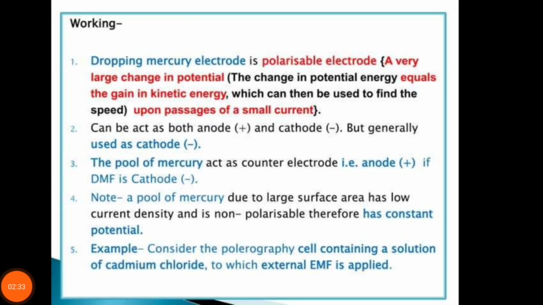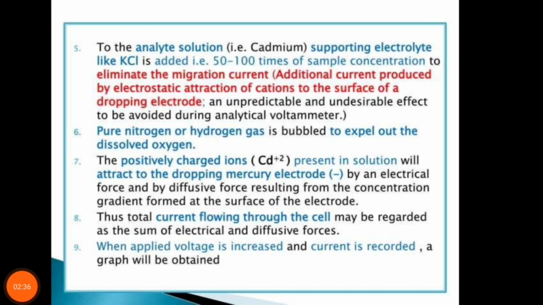an external EMF is applied. To the analyte solution, cadmium, a supporting electrolyte like KCl is added at 50 to 100 times the sample concentration to eliminate the migration current, the additional current produced by electrostatic attraction of the cations to the surface of the dropping electrode, an unpredictable and undesirable effect to be avoided during analytical voltammetry. Pure nitrogen or hydrogen gas is bubbled to expel the dissolved oxygen.